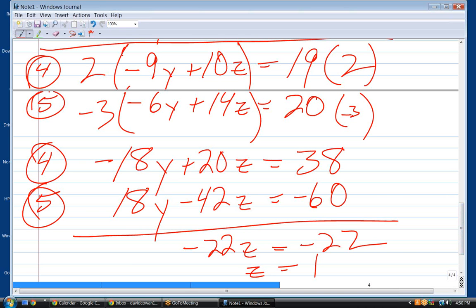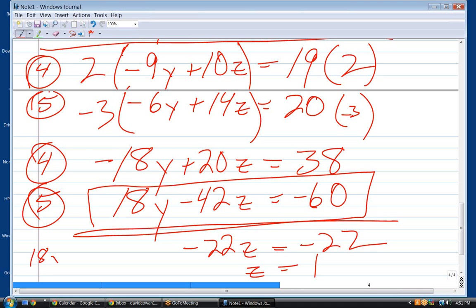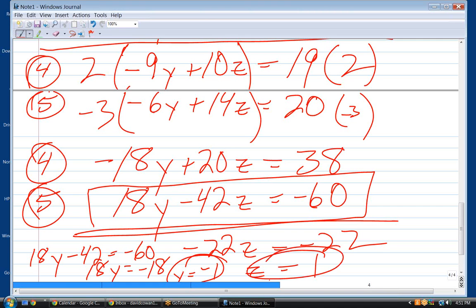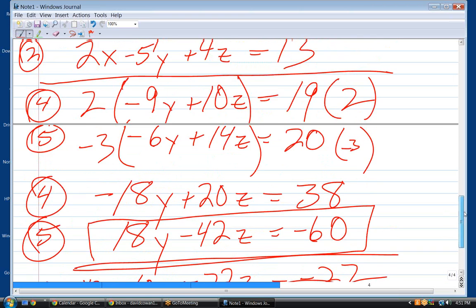Okay. So, what the heck? Normally I would choose the simplest one. I would take one of these that we started with here. But in this case, I'm going to choose this one right here. Substitute 1 for z, and you get 18y minus 42 equals minus 60. So you get 18y equals minus 18. You get y equals minus 1. So there's 2 of the variables solved for. Z equals 1, y equals minus 1.